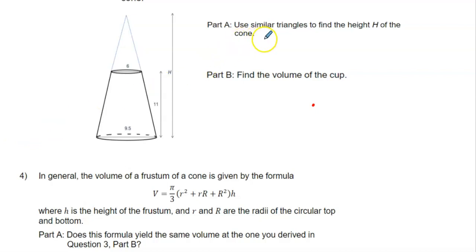And so part A is use similar triangles to find the height h of this cone. And then part B, you want to find the volume of the cup.